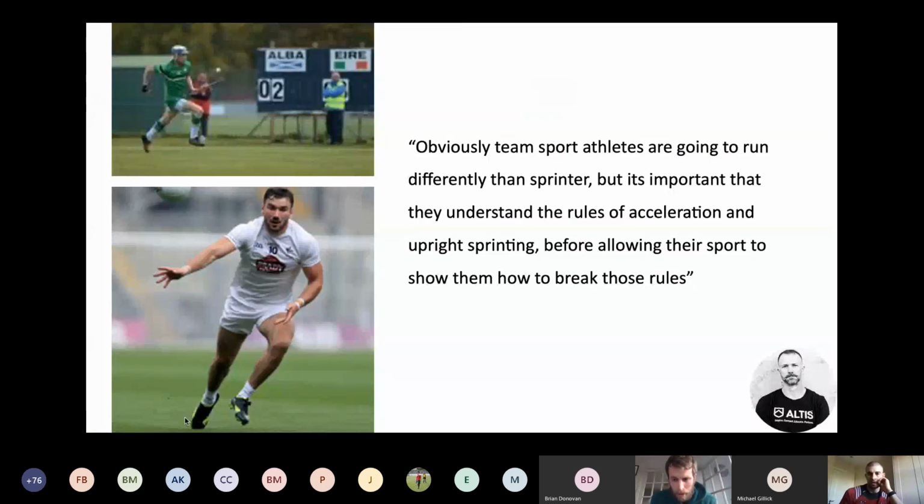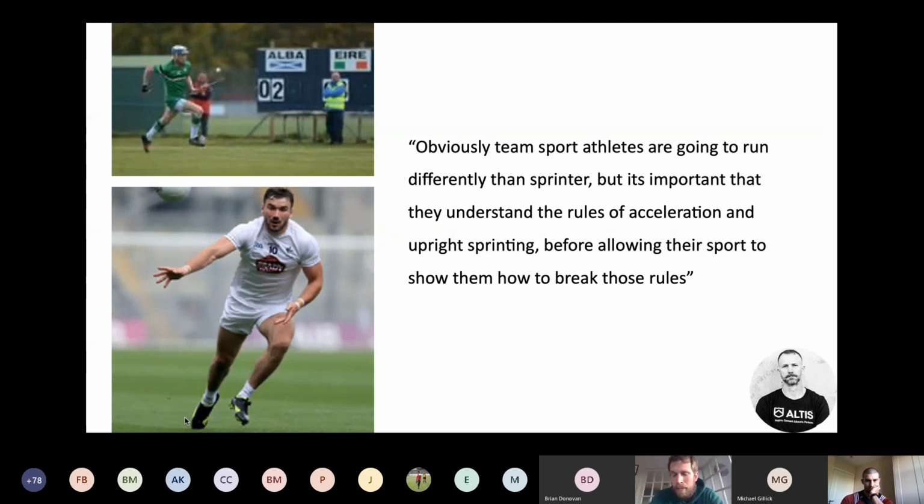Okay, so throughout the what section, we will be comparing our team sport athletes to our sprint athletes. A lot of the work will come from Altus, Stu McMillan, Dan Paff, etc. But we're not expecting coaches to turn our team sport athletes into sprinters. But it is important that the players understand the rules of acceleration and upright sprinting. So if a player can get to the ball that 1 meter earlier in good running position or good running mechanics, it has a better outcome.